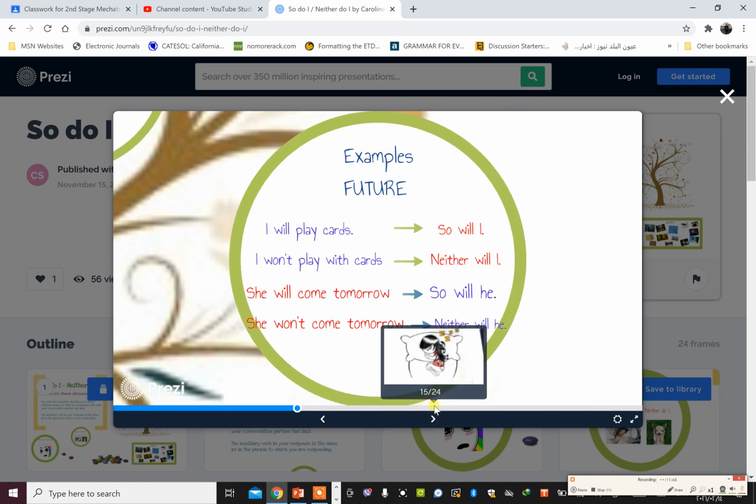And for future, what is the auxiliary verb in the future? We use will. So I will play cards. So will I. This is like okay, I have the same attitude. I will not play with cards. Neither will I. She will come tomorrow. So will he. While here she will not come tomorrow, neither will he. So we use the same auxiliary verb that we have in the main sentence.